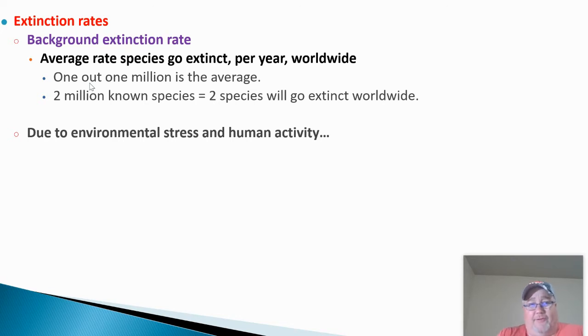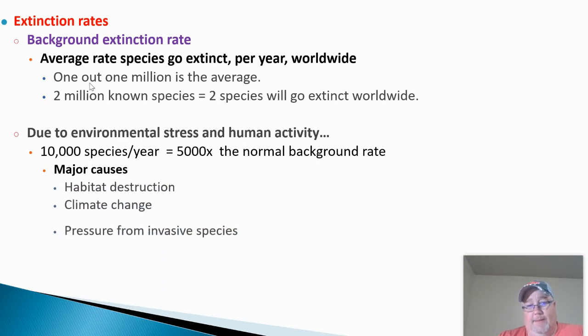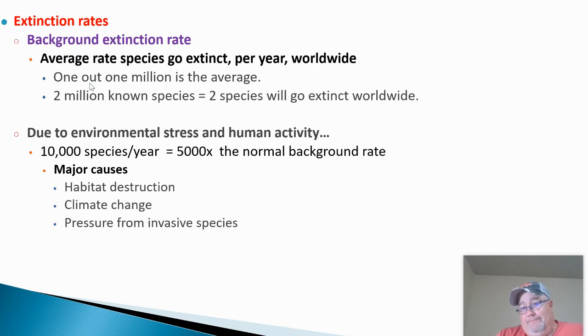So if we have, for example, 2 million species, we could fully expect 2 of them to go extinct no matter what. Whether or not humans are impacting, there's going to be 2 species that go extinct every single year. But here's something that's kind of interesting. We look at that background rate and we think, okay, that's not too bad. There's 2 million species. We might lose 2 every year. Okay, not that big of a deal.